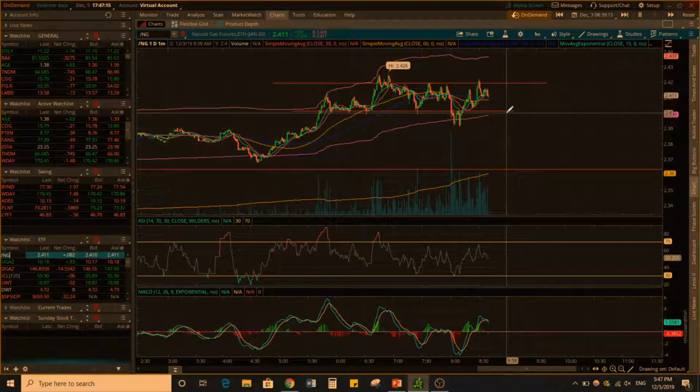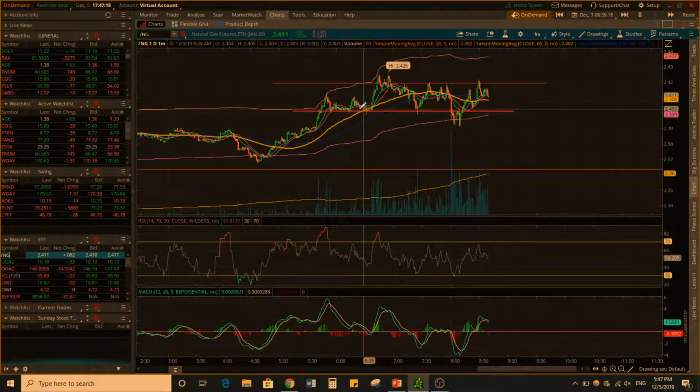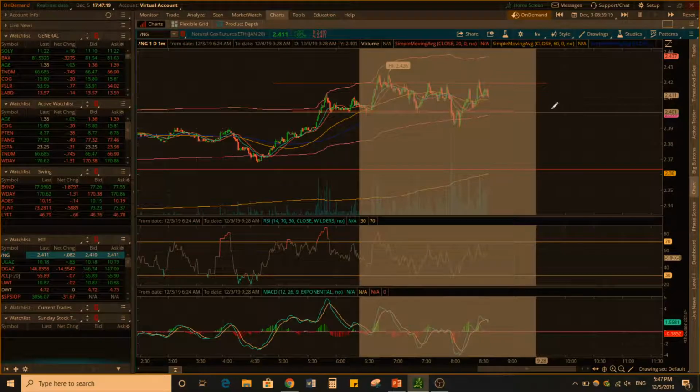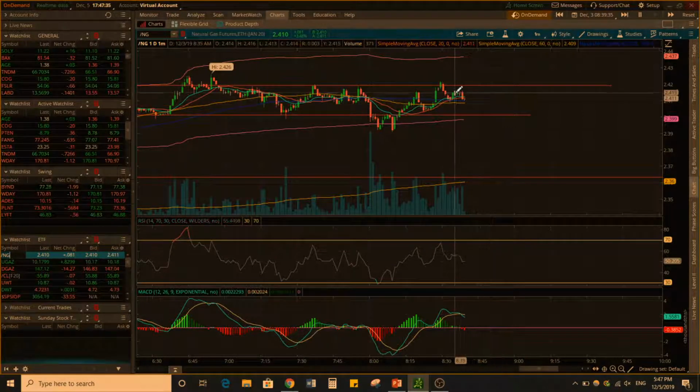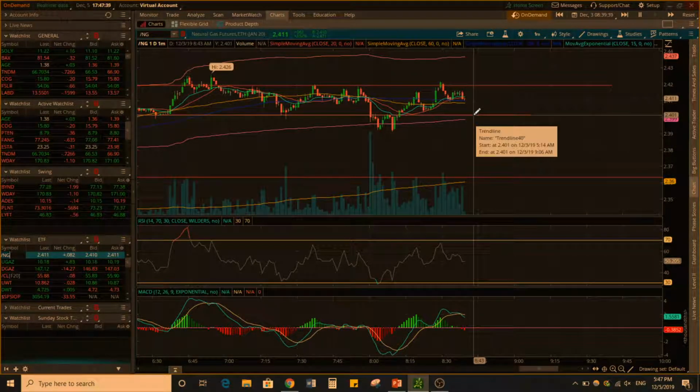Okay, looks good. NG looks like it's going in for a reversal. That's not bad. It's coming down, so we'll see how it goes. It went back up to this sort of resistance, and now it's coming back down, and hopefully we can ride it back up.